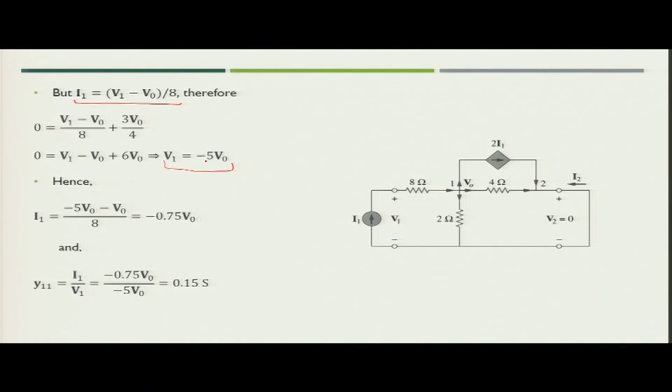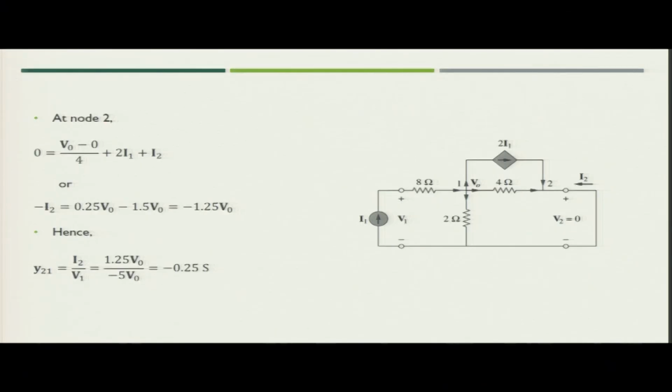So, you can say V 1 is nothing but minus 5 V naught after simplification. Now, you can put the value of V 1 in the above equation, so you can also get I 1 in terms of V naught. That is minus 0.75 V naught. Now, you know that Y 11 is nothing but I 1 upon V 1. So, you put the value of I 1 in terms of V naught and the value of V 1 in terms of V naught. When you simplify, you will get the value of Y 11 as 0.15 Siemens.